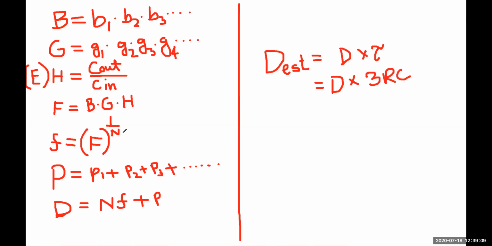So for this math it is 3 RC. For capacitor it is 5 RC. So it depends. So this is the value. Now here you have D.